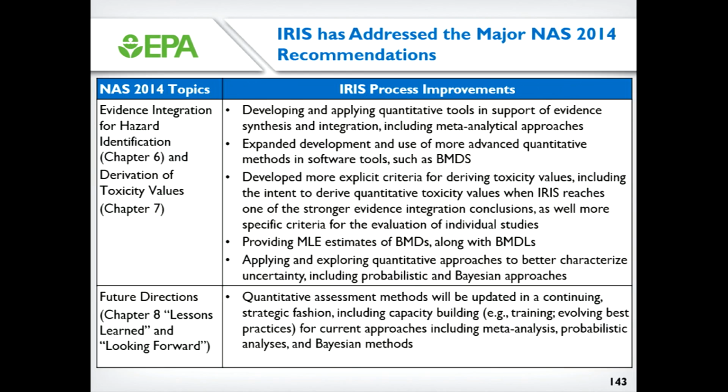In terms of criteria for developing toxicity values, we are using those overall judgments about the integration of the confidence and the hazard to inform when we do a toxicity value, assuming the data allows us to do that. We are providing MLE estimates of BMDs along with the BMDLs in the document, and we are looking at ways that one might carry forward that characterization of uncertainty to human risk-specific doses rather than just stopping at the point of departure. And in terms of future directions, I think Jason gave you a good sense of some of the future directions with new assessment methods. And again, as we develop tools and experience with meta-analysis, probabilistic analysis, and Bayesian approaches, we'll continue to evolve.